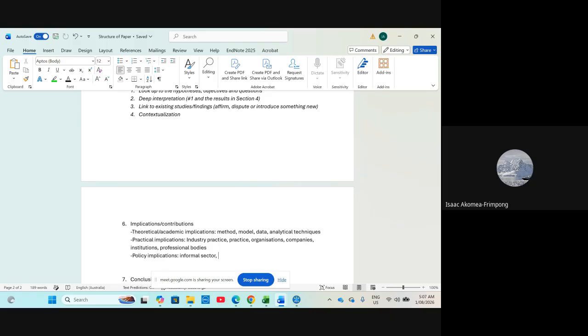So from your study, how is your study going to contribute to policies, legislations, regulations, new laws, how things are done? Your study must contribute to something too.